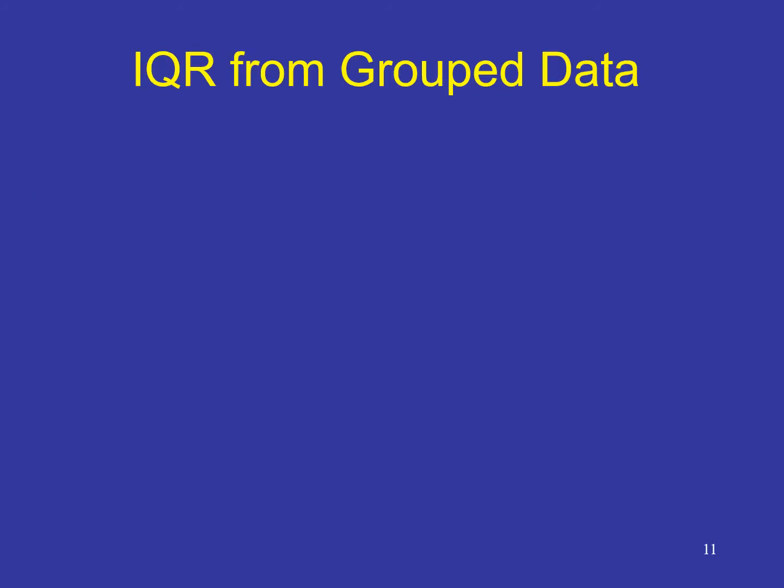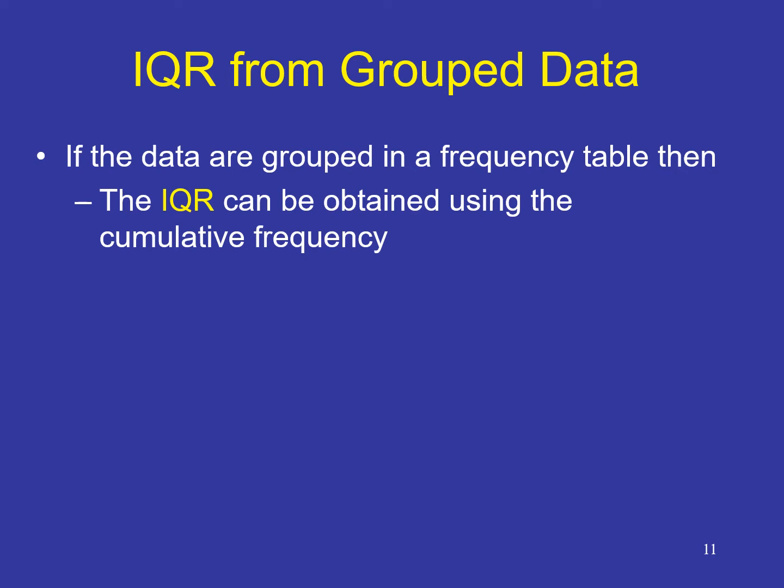Now let's have a look at how to find measures of variability from grouped data. So first of all, let's have a look at how we'd find the interquartile range if the data is grouped. What we do is we use the cumulative frequency. You may remember we've done this kind of thing before when we were finding the median from grouped data.